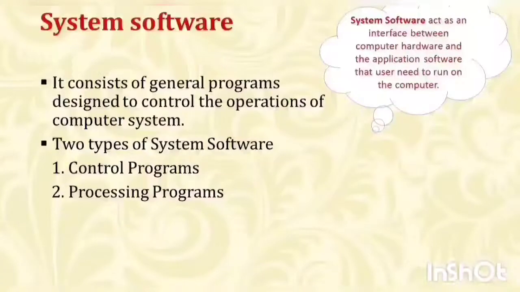Next, the system software. It consists of general programs designed to control the operations of computer systems. So as I said before, system software are the general programs designed to control the operations of computer systems. Two types of system software are control programs and processing programs.